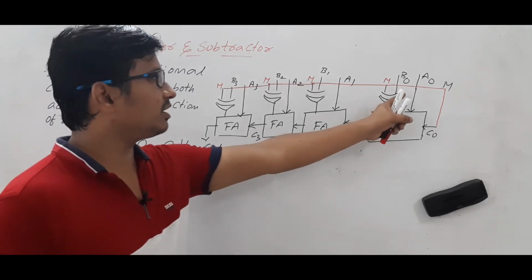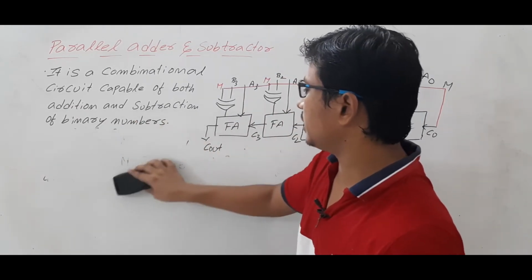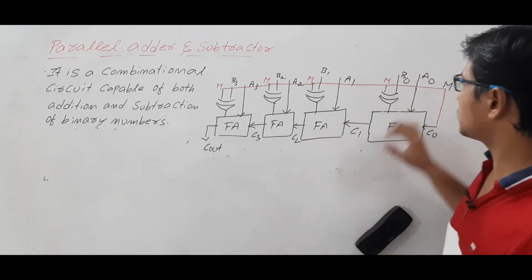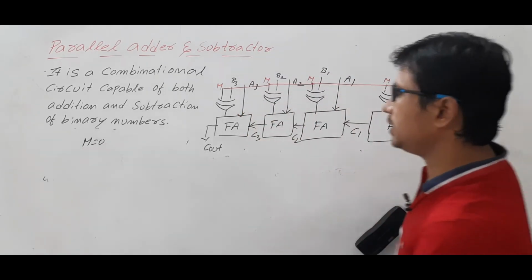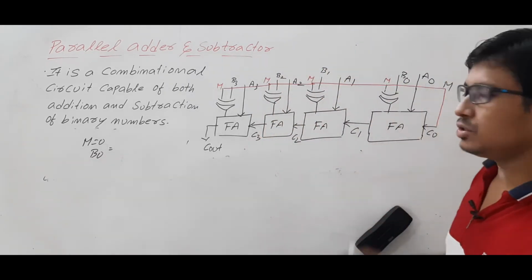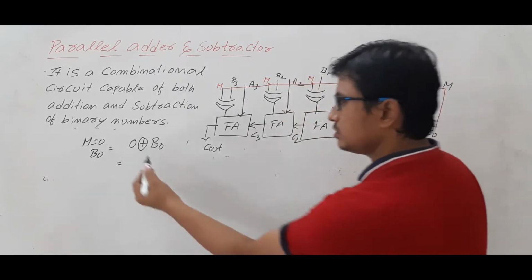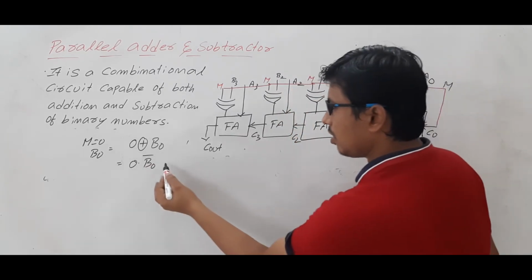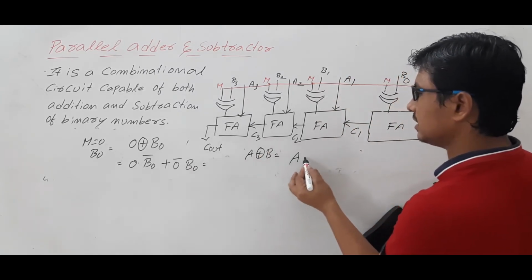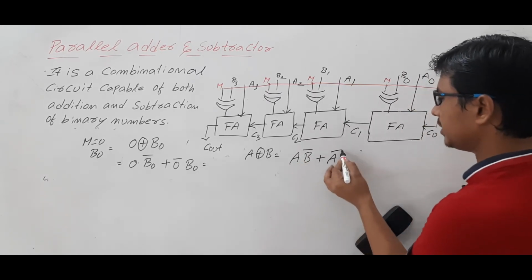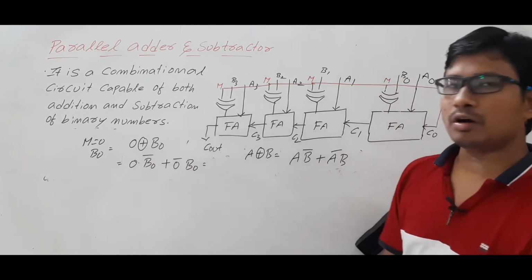If you can identify from the figure, these are exclusive OR gates. Now let me tell how it will perform the subtraction if M is equal to 1. First, what is this exclusive OR taking? It is taking B0 and the M value. Let's take M value as 0 and you have B0. What will happen if you give B0 and 0 to the exclusive OR gate? It is 0 exclusive OR B0. Am I right or wrong? A exclusive OR B can be written as A B complement or A complement B. So here my A value is 0, my B value is B0. So 0 and B0 complement, or 0 complement and B0.